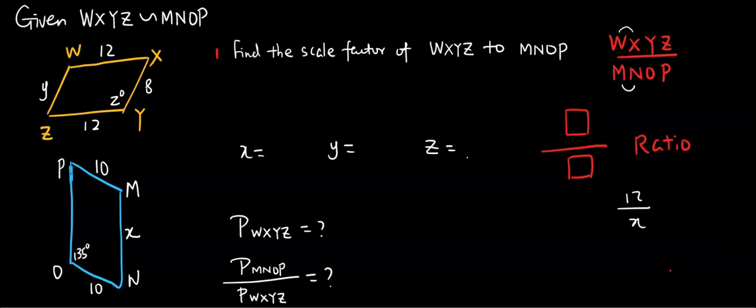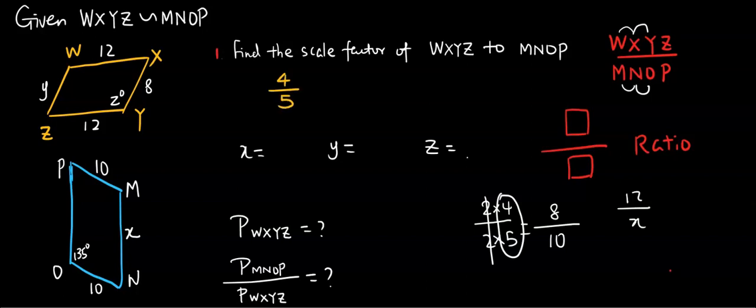Let's keep trying. I'm going to use XY and NO. XY says it's 8. NO says it's 10. Now we can use it. Let's simplify. 2 times 4 is 8, 2 times 5 is 10, and 2 divided by 2 is 1. So the ratio is 4 to 5. Alright, and that's our scale factor. Our scale factor is 4 to 5.